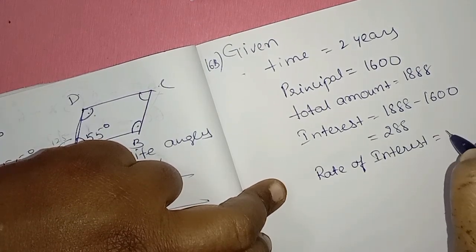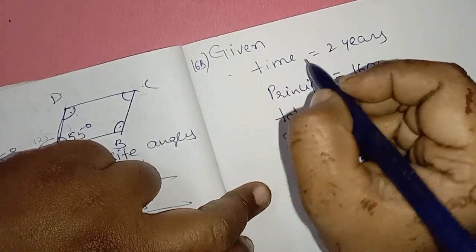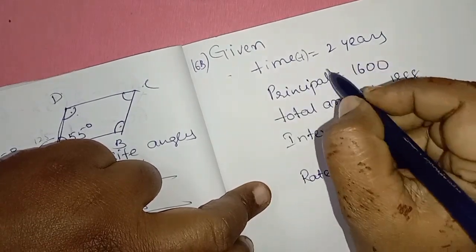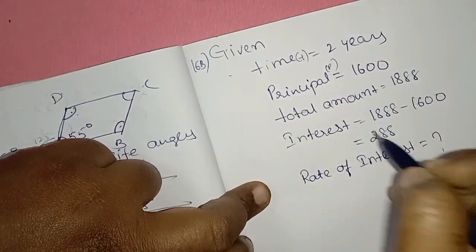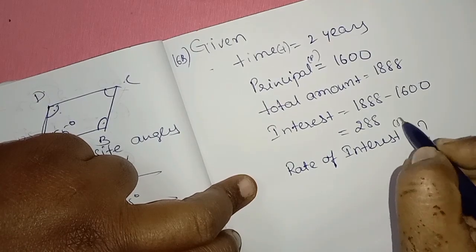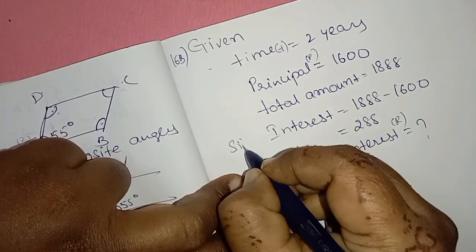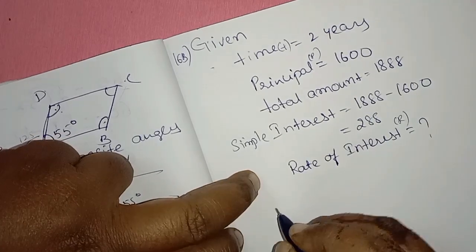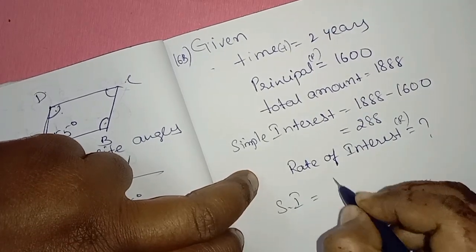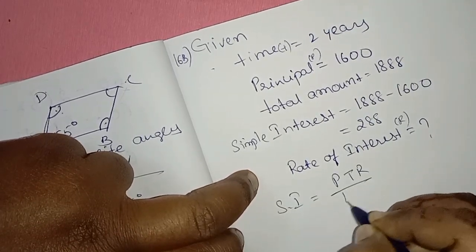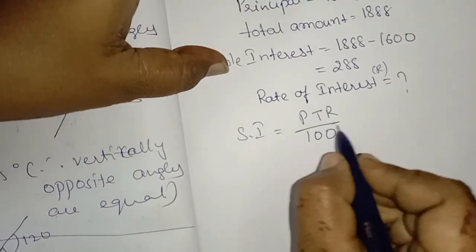We don't know, we have to find. T stands for time, P is the principal, and R is our rate of interest. So this is simple interest. We have the simple interest formula: SI equals PTR by 100. Clear? PTR by 100, substitute your values.